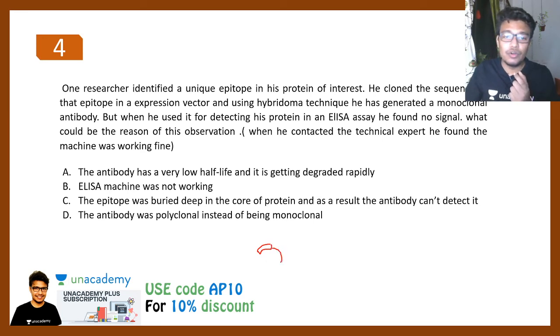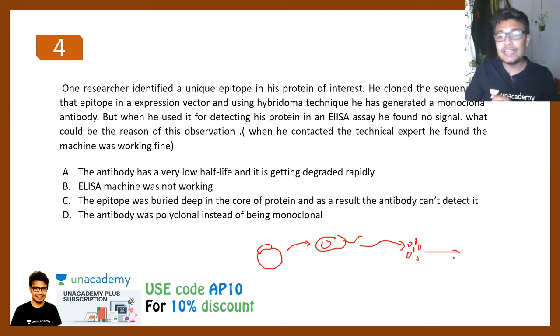So you have cloned this epitope in a vector. You put this epitope inside of a plasmid, right? So this epitope has expressed the protein. So this protein is generated, or protein or peptide fragment, I would say. And you have injected this peptide fragment into a mouse, right, or a rabbit, from where you are going to collect the spleen, B cells from the spleen and make the hybridoma.